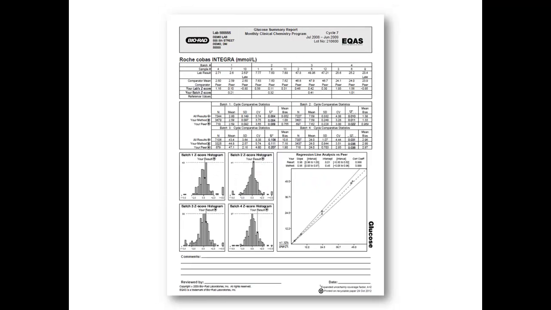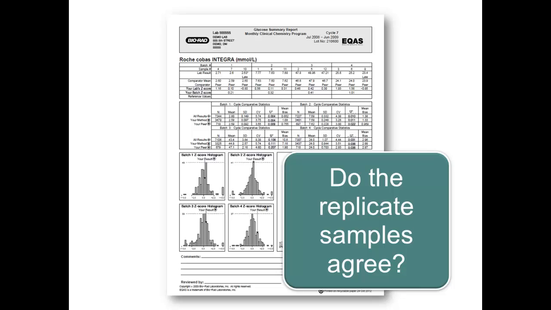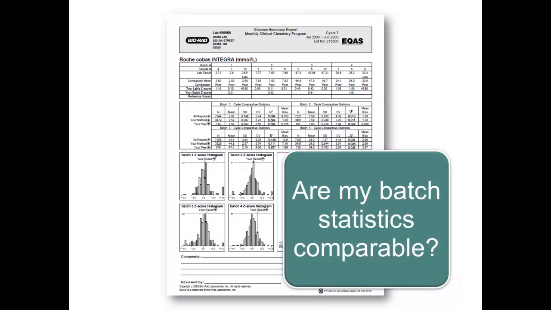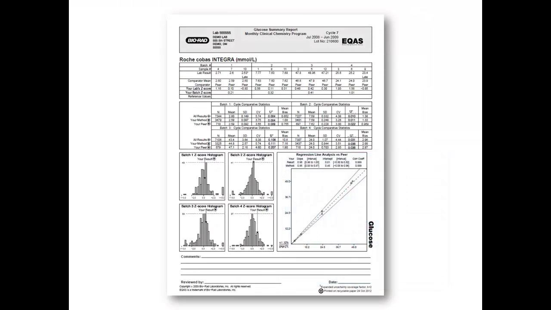This report groups your results by replicate samples or concentrations displayed as batches. There are 4 batches in every cycle. Do the replicate samples agree? Are my batch statistics comparable? Or do we see significant differences between the different batches? You can visualize this in the regression line analysis. You can add any comments in the bottom sections of the report.